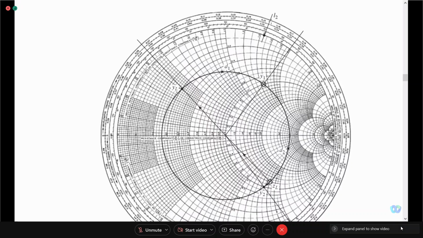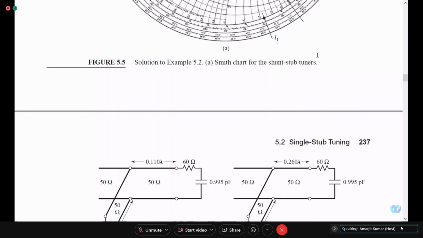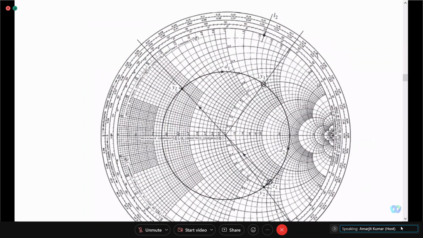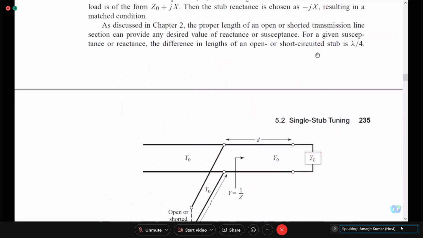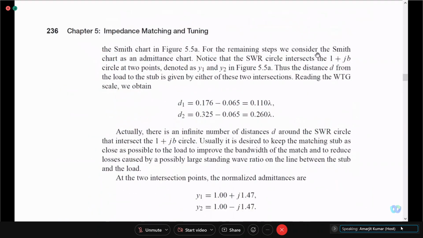But it is very easy to calculate. You know how? Lambda by 2 minus this distance. That's it. It is 0.25 and it is here 0.155. So Smith chart is very nice. Easily we are able to do. Analytical method is formula. We have derived. You can use formula. It is complicated.